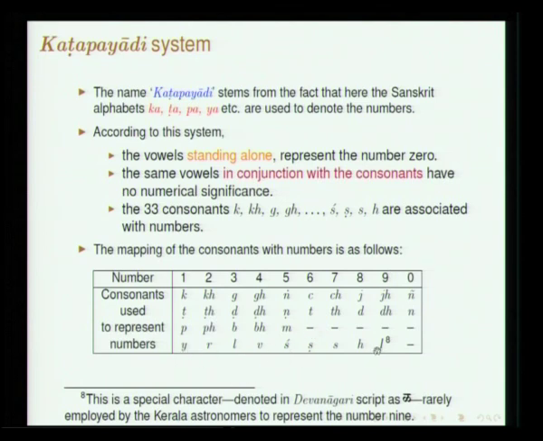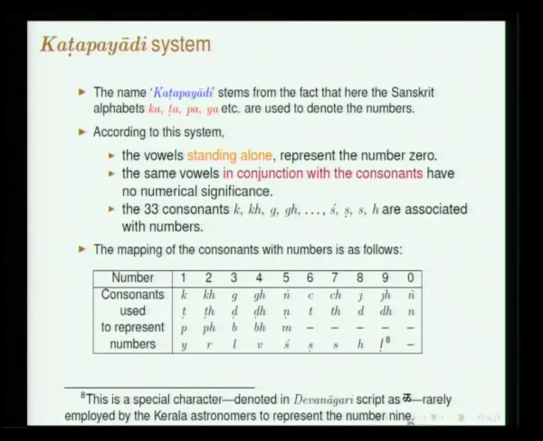Then Yara Lava we have, and of course, they also use this La. Aryabhata has not assigned any value to La, but the Kerala astronomers sometimes use La also, rarely, and that represents number 9. Here there is no classification as Varga and Avarga, but you have a one to many mapping. So, if you want to represent number 1, you can choose any of the 4 here. Okay. So, 2 you can choose any of the 4 and so on. So, this is what basically the Katapayadi system is all about.